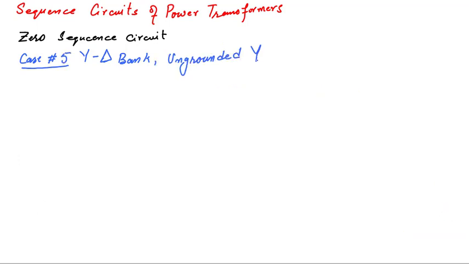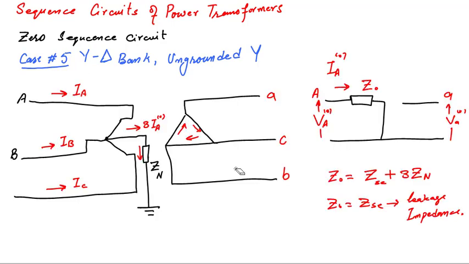Now case number 5 is a Y delta bank of transformer, where the Y side is also in floating condition. One side is delta, the other is Y floating, ungrounded. Now that is a special case of case number 4. So in this diagram, this was the diagram for case number 4. If we remove the impedance connected between neutral and ground, this will become case number 5, a Y delta transformer with the Y side ungrounded.